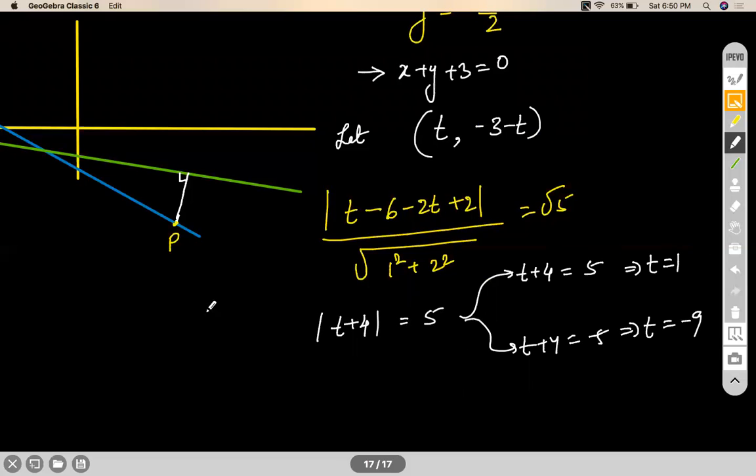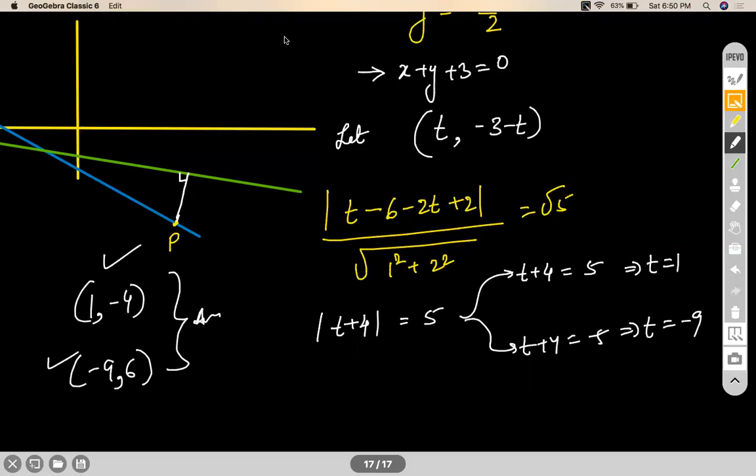So when t is 1, remember the other coordinate would be minus 4. So 1 point is this. And when t is minus 9, the other coordinate is 6. So the other point is this point. So these are the 2 points which are your answer. Very good, Swaraj. Swaraj was the first person to get this right.